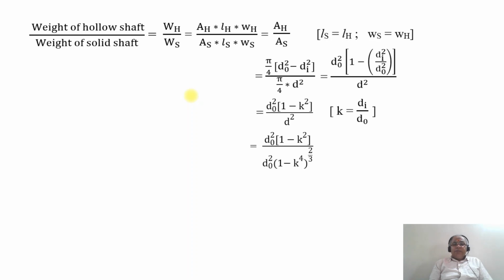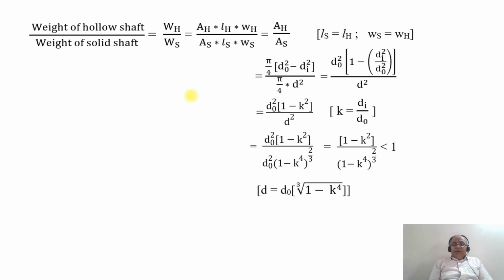D square is nothing but d naught square into 1 minus k to the power of 4, whole to the power of 2 by 3. So therefore, when d naught square gets cancelled, it will be equal to 1 minus k square divided by 1 minus k to the power of 4 whole to the power of 2 by 3, which is always a ratio less than 1 because the denominator is greater than the numerator. So naturally, the ratio is always going to be less than 1.